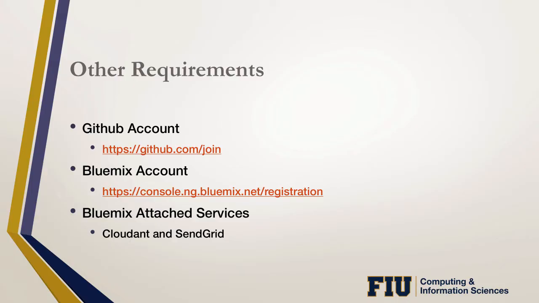For other requirements, you'll need a GitHub account if you want to push changes to the repository. You can get that at https://github.com/join. If you want to push the application to a Bluemix instance, you can get an account at https://console.ng.bluemix.net/registration. If you don't want to push it and still need to develop for the application, you'll still need the Cloudant and SendGrid services. You can get those either through Bluemix or you can get them separately.